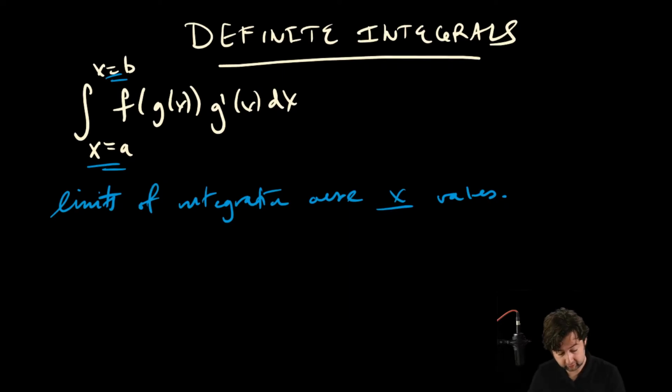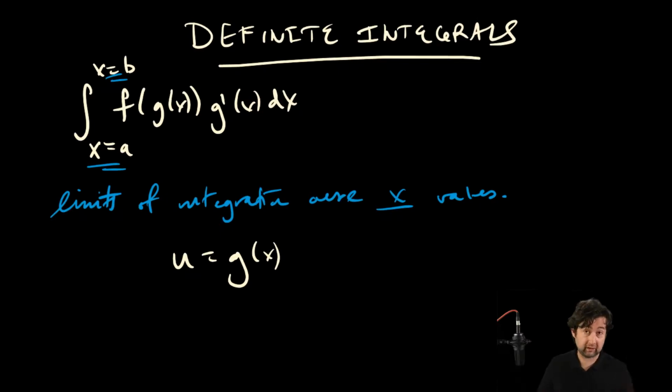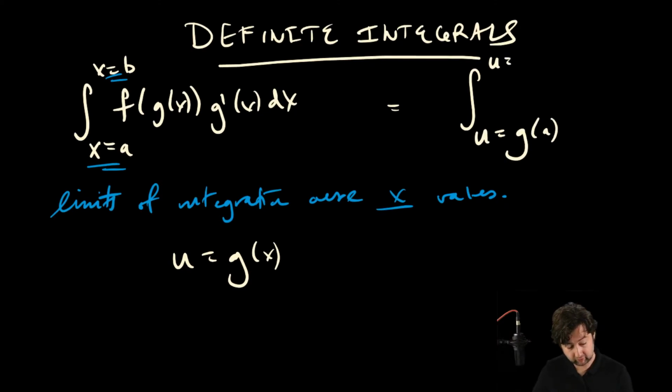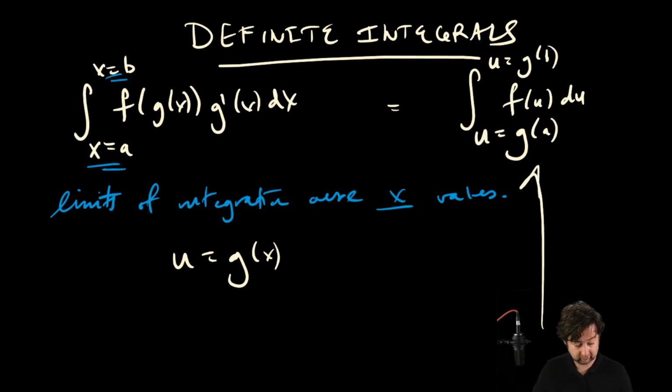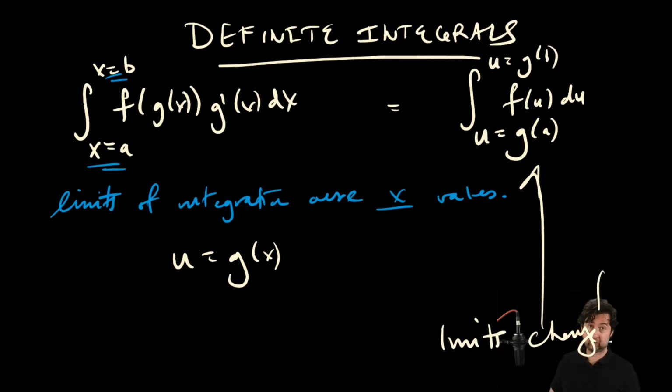If I make the substitution u is equal to g of x, that is, I'm going to replace g of x with u, every value of x has to be replaced with a value of u. This turns into the integral from u equals g of a to u equals g of b of f of u du. The limits change. Okay? If I start with x values for my limits, I have to plug them into the substitution to figure out what the corresponding u values are.